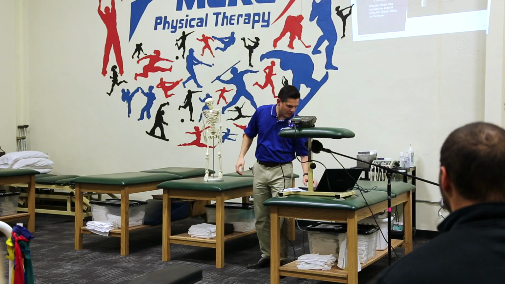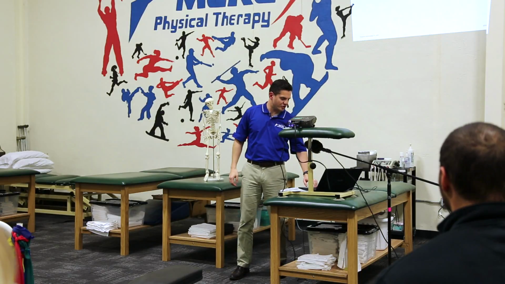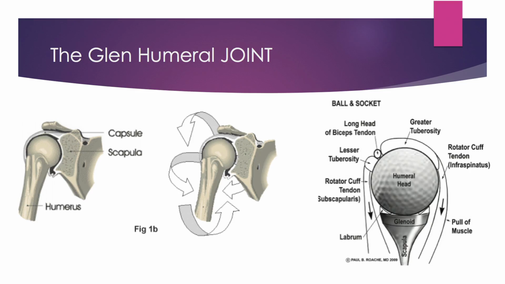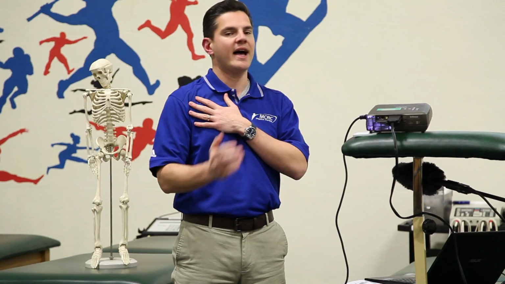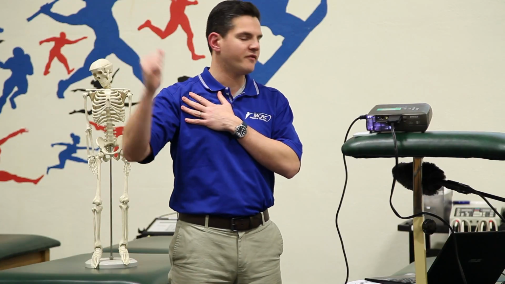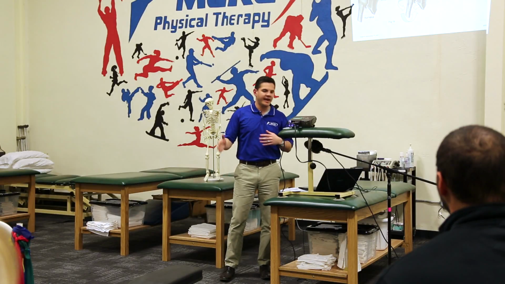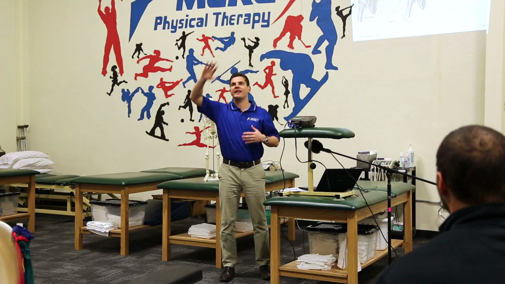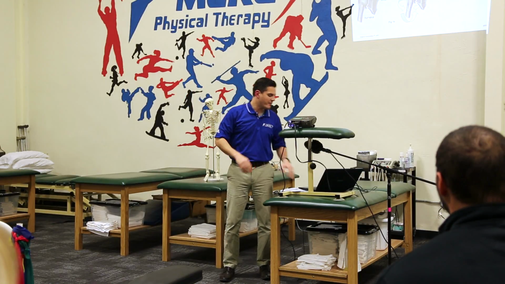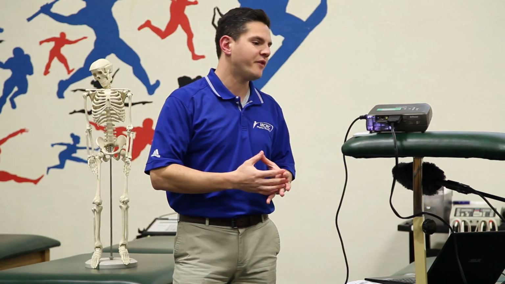So let's break that down. The first thing we're going to talk about is the glenohumeral joint, and that is that ball and socket joint that we all know and refer to as shoulder. As you can see in the picture here, it's very mobile. It's got 6 different directions of movement: rotation, flexion, extension, abduction, adduction, and it's great because it allows us to do a lot of different things, but at the same time, it's inherently very unstable.